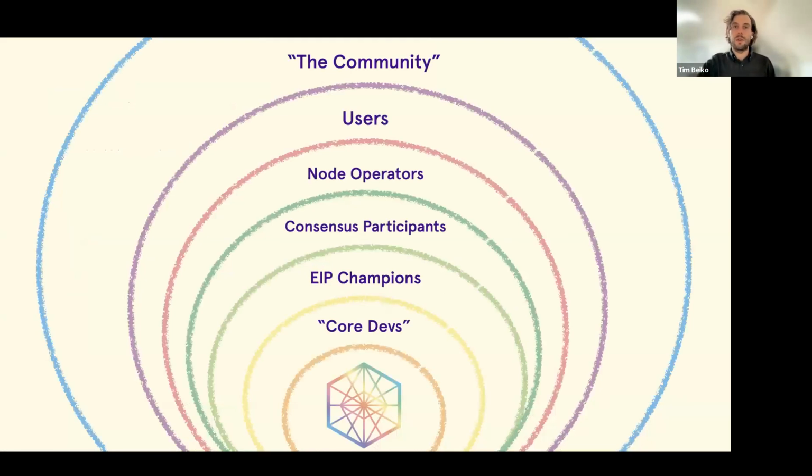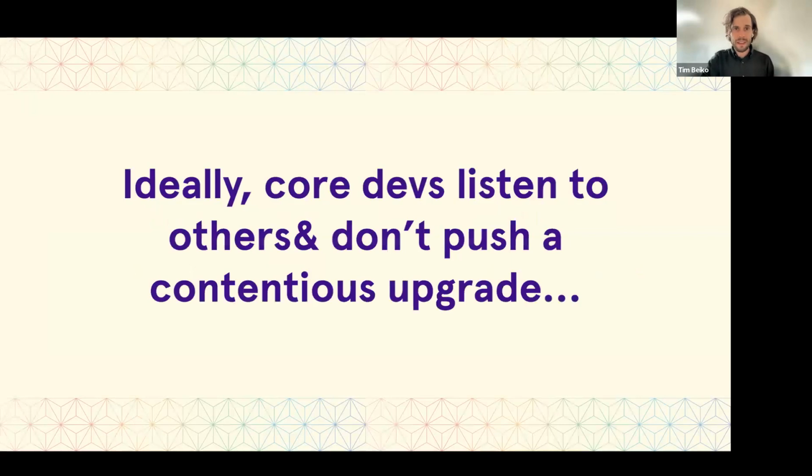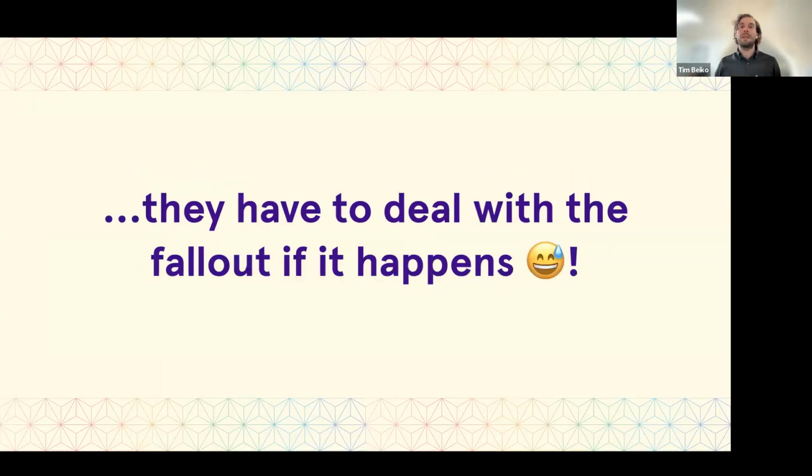So hopefully this gives you a better understanding of how all these different groups have a say in Ethereum governance. And now I'll share just some thoughts around how this looks in practice. Why don't we necessarily feel this more when people are talking about Ethereum or interacting with the governance process? I think the main reason is that ideally, the core devs are the ones who have this burden to listen to everyone else and not push through a contentious upgrade. Because if they do so, they're basically the ones that have to deal with the fallout and the instability on the network and whatnot through the entire upgrade.